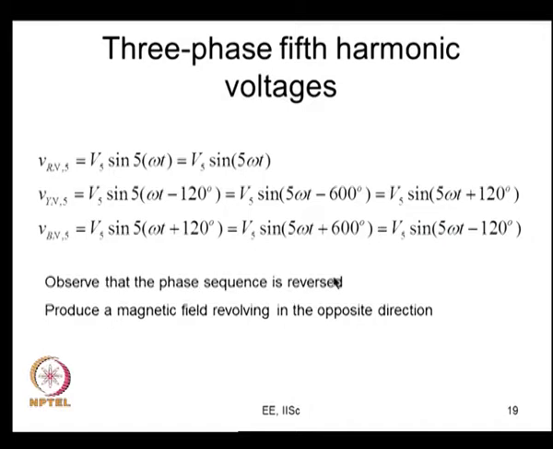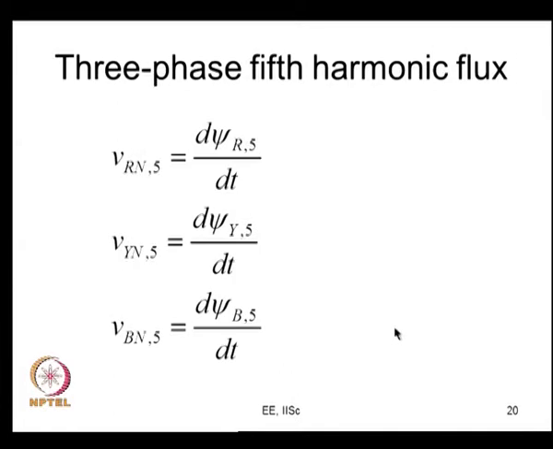So, what happens when the phase sequence changes? Many of you who know basic induction motor control certainly know this. If you just interchange two of the terminals, the motor will start running in the opposite direction. The same way, that essentially means that the fifth harmonic voltages are going to produce a magnetic field which runs in the opposite direction, because they give you a different phase sequence now. We will look at it in a little more detail as we go by.